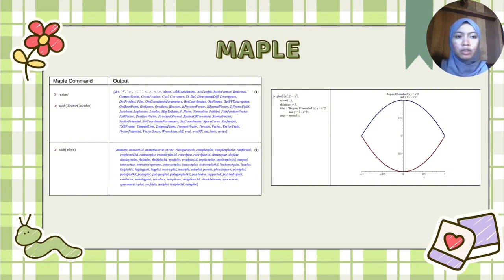So next we use the plot and the equations to find the region C bounded by y equal to x squared and y equal to 2 minus x squared.